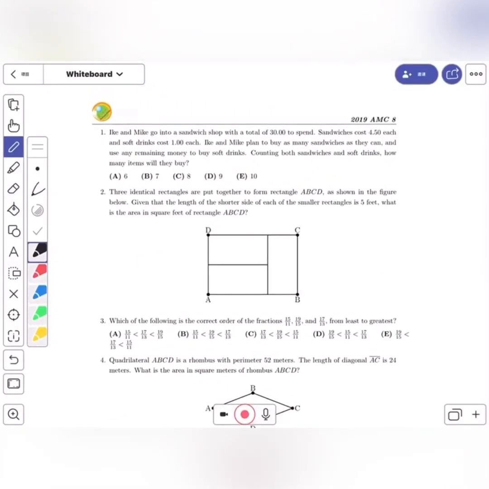Number 1. Ike and Mike go into a sandwich shop with a total of $30 to spend. Sandwiches cost $4.5 each and soft drinks cost $1 each. Ike and Mike plan to buy as many sandwiches as they can and use any remaining money to buy soft drinks. Counting both sandwiches and soft drinks, how many items would they buy?